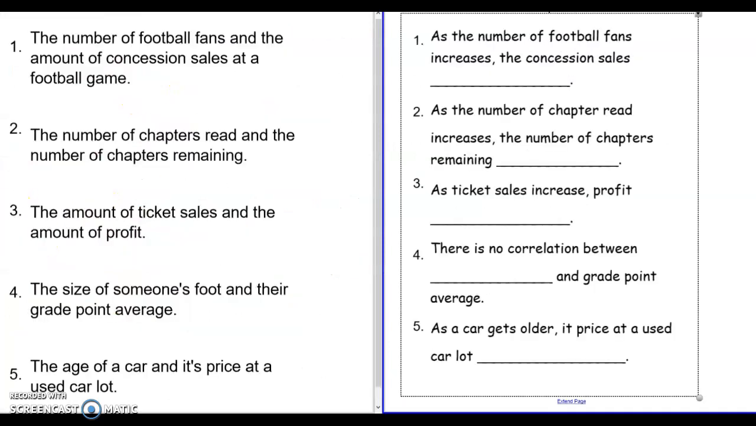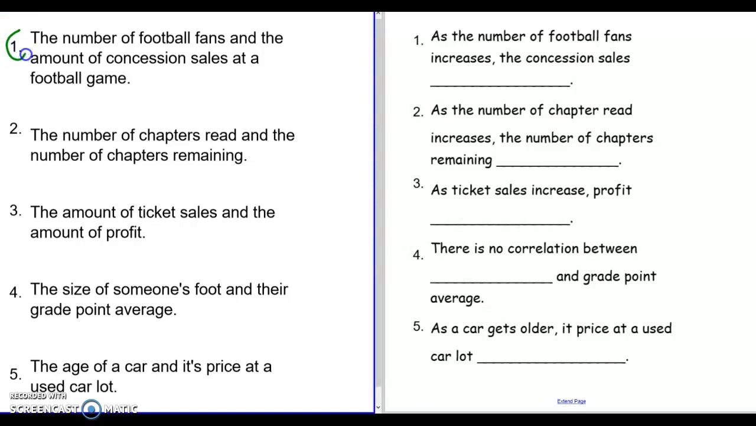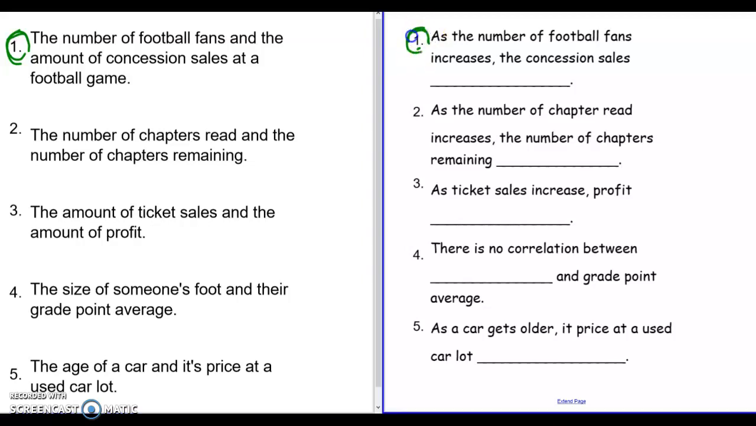All right. So these two slides go together in that when your problems on your worksheet are going to look like these. It's going to look like number one. It's going to say, tell me the correlation between the number of fans at a football game and the amount of concession sales at the football game. And what we talk about over here is going to help you with your answer for the problem on the left.